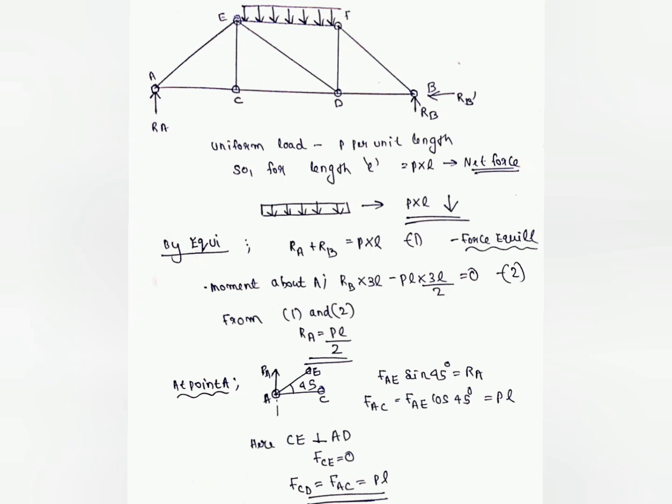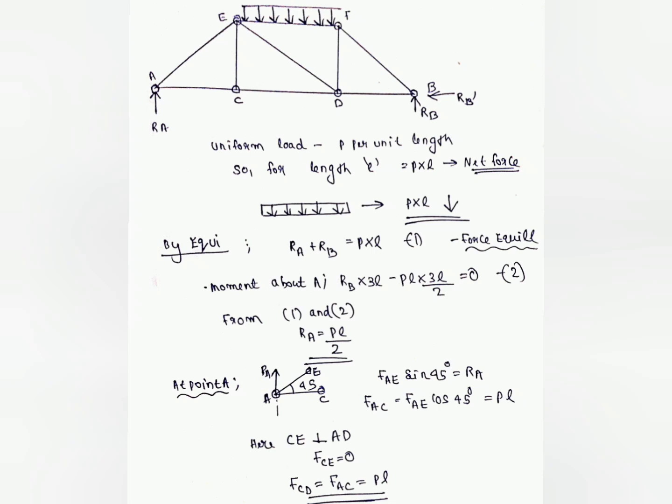Next, by the law of equilibrium, first we applied the force equation, then moment. Moment is balanced. Suppose I apply moment about A. Then RA will not come into effect because there is no perpendicular distance. So the only forces are P into L and RB. RB acts at a distance 3L from A, since each member is of length L, so the total distance is L plus L plus L, 3L. So it is acting anti-clockwise about A.